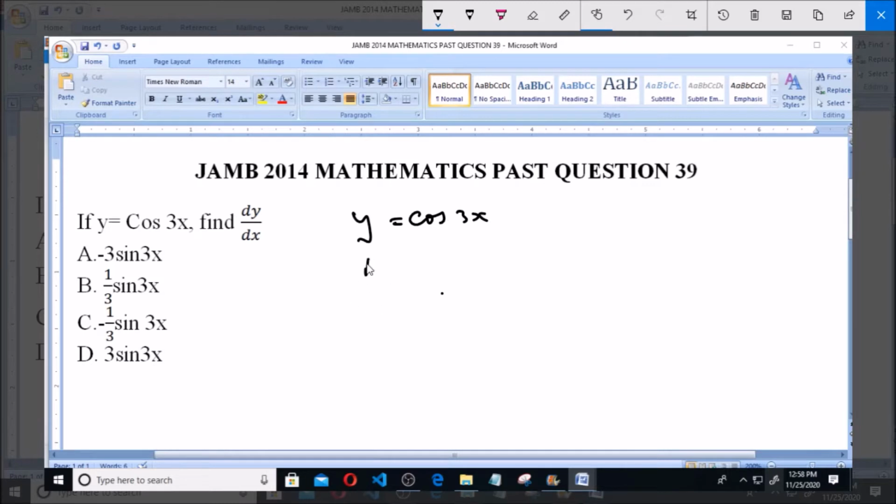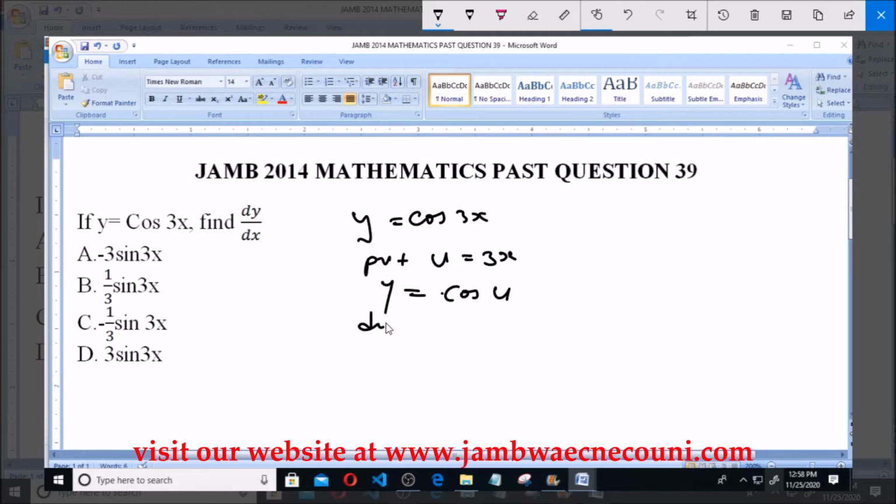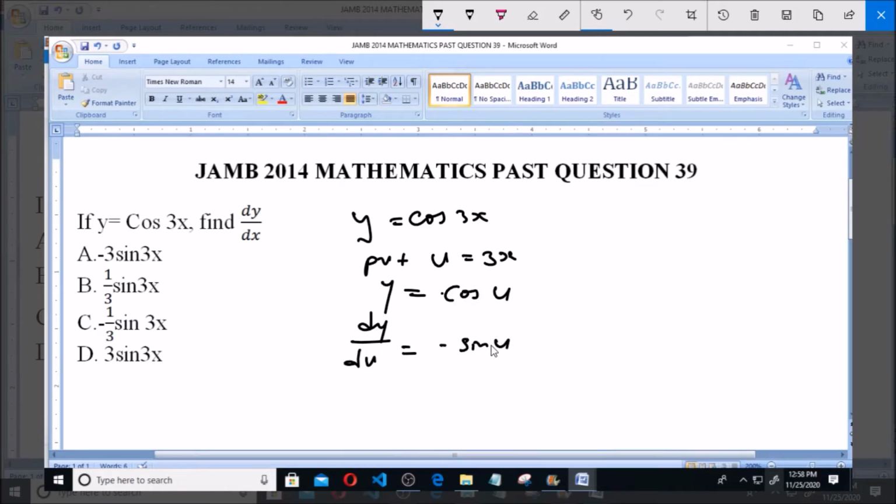Now, let's put u equal to 3x. Let's say u is equal to 3x. It simply means that y is equal to cos u. Now, let's differentiate y in respect to u. So, dy/du will be equal to minus sine u, meaning that the derivative of cos is minus sine.